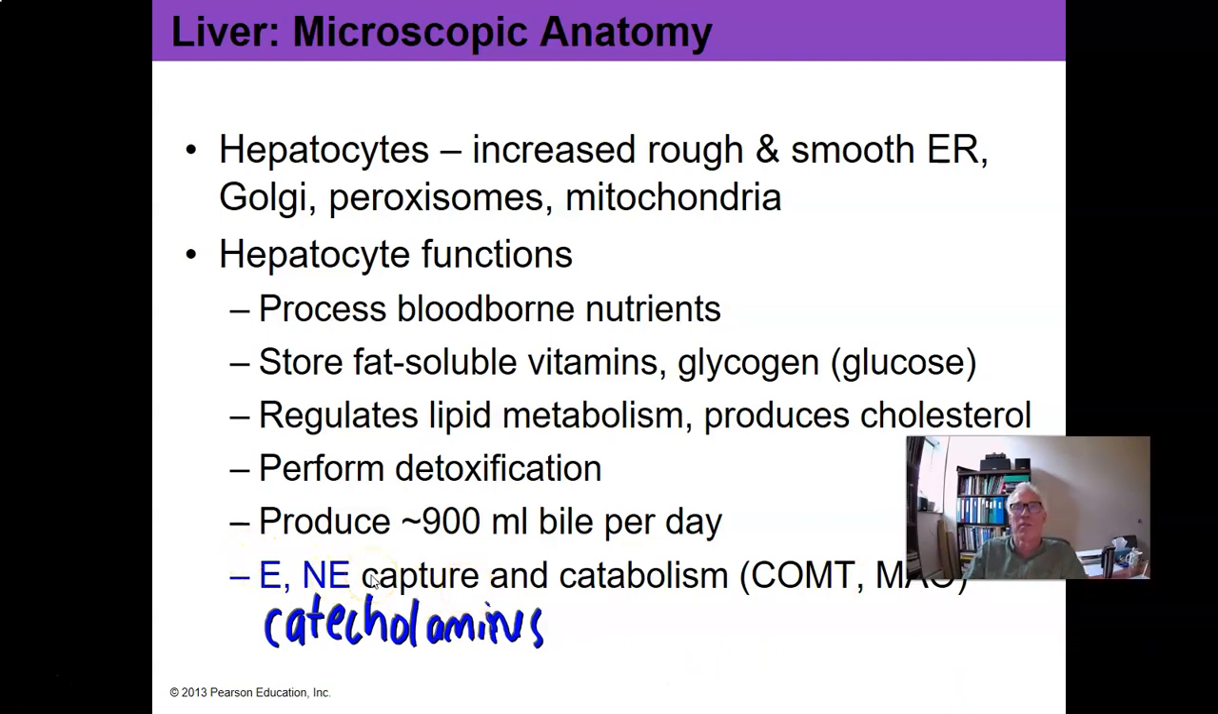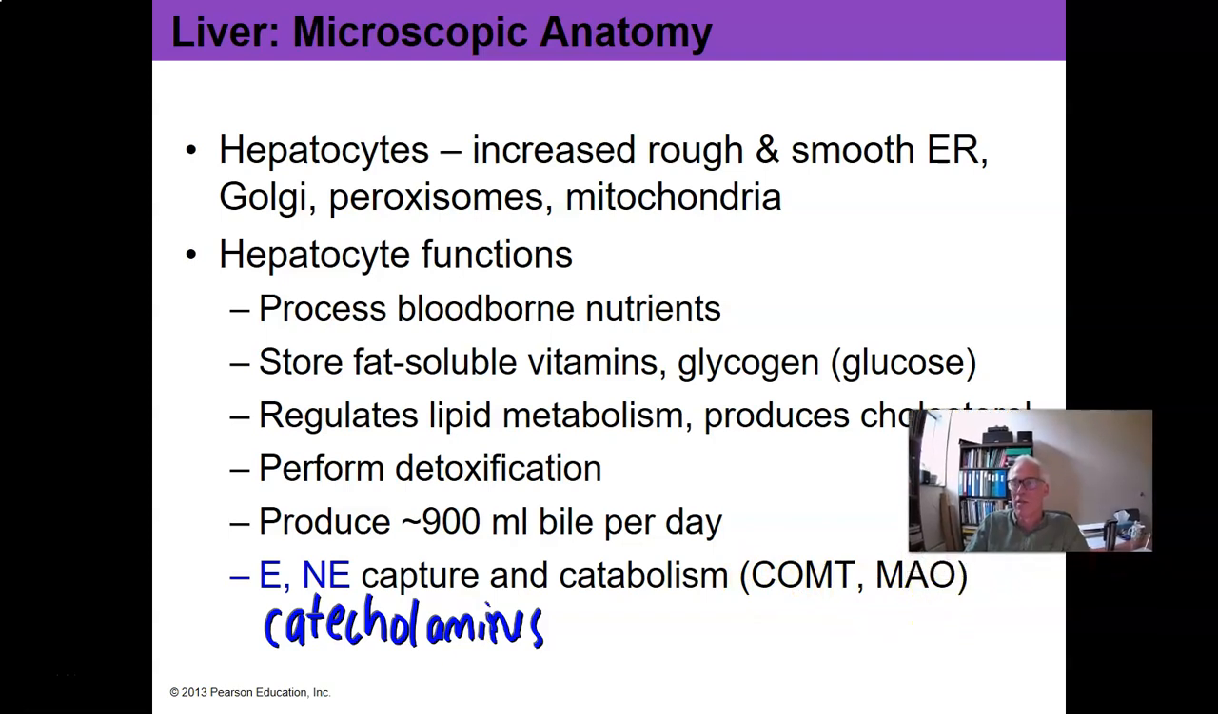When you activate the sympathetic nervous system, it takes about half an hour for it to settle back down. Part of that is because the liver has to remove those catecholamines from the circulation and destroy them by the action of these two enzymes, catechol-O-methyltransferase and monoamine oxidase. Those are two enzymes that help us get rid of catecholamines. And then eventually things can settle back down to resting levels.